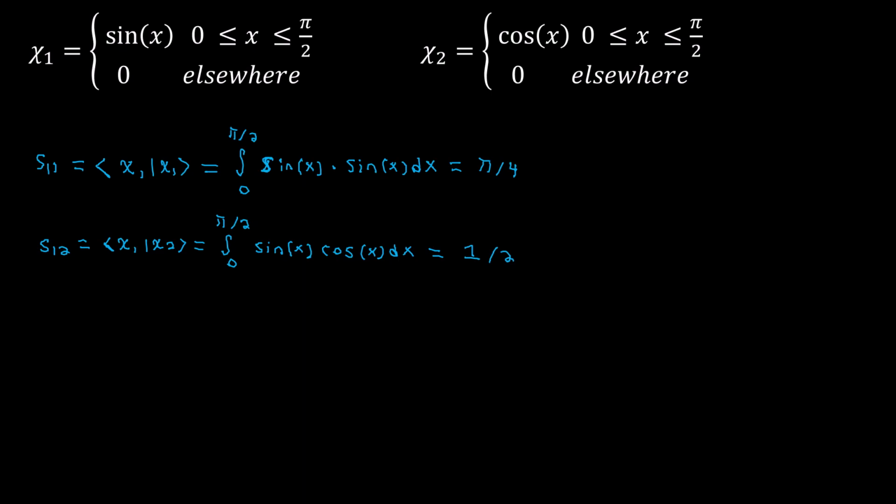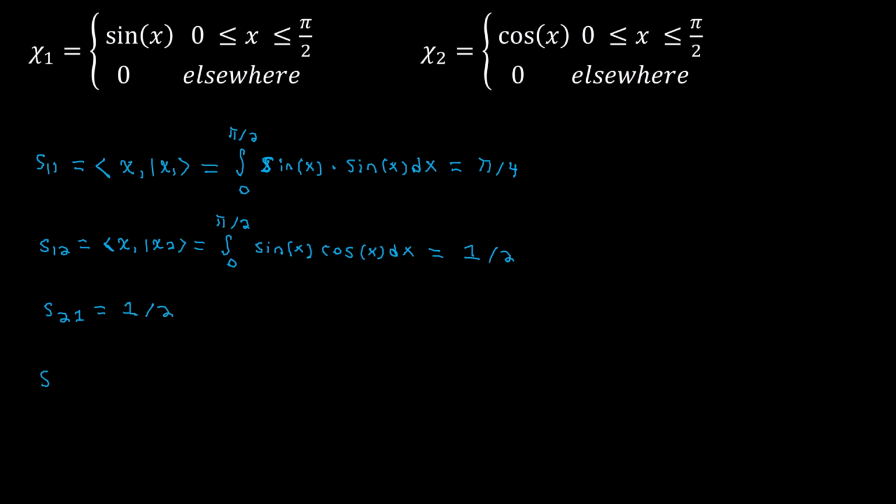Now we want to find our S21 element. And we could go through, put in the bracket notation, then create our integral, but there's an easier way here. Again, by symmetry, we know that flipping the i and j values doesn't affect the value. So if S12 is 1/2, we know that S21 is also 1/2.